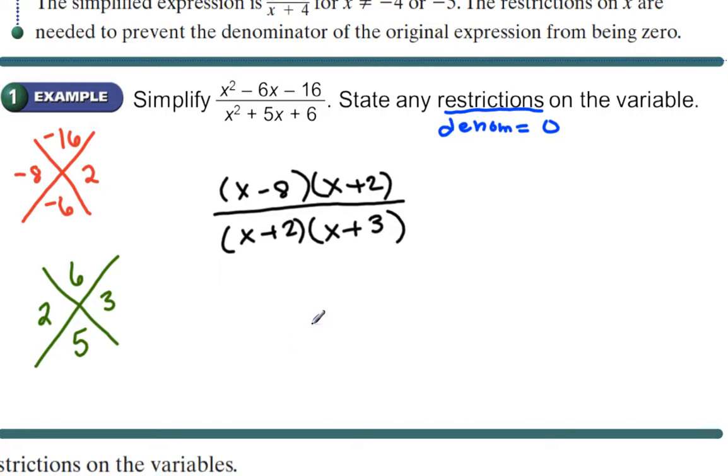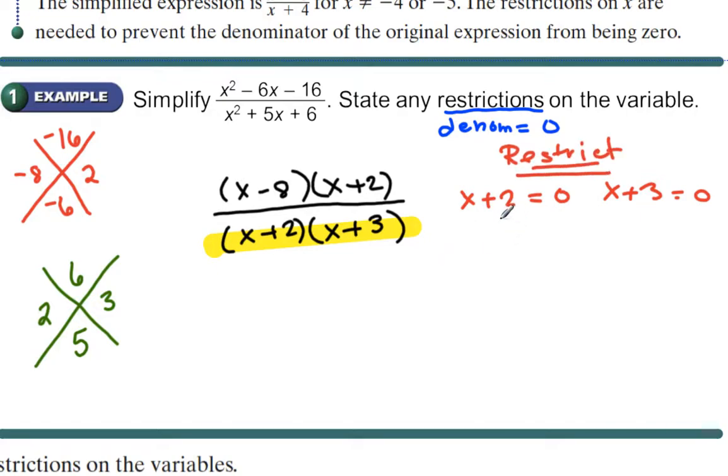Okay, so now to find the restrictions, we set the denominator equal to 0, right? And that's not hard to do. We've done this before, the zero product property, if you remember. So x plus 2 equals 0, and x plus 3 equals 0. And these will be your restrictions. So we subtract 2 from both sides, and we have x is negative 2. Subtract 3, and we have x is negative 3.